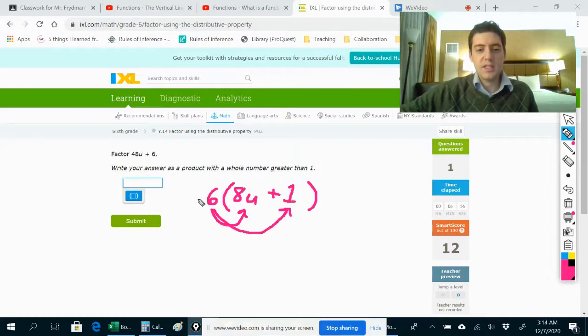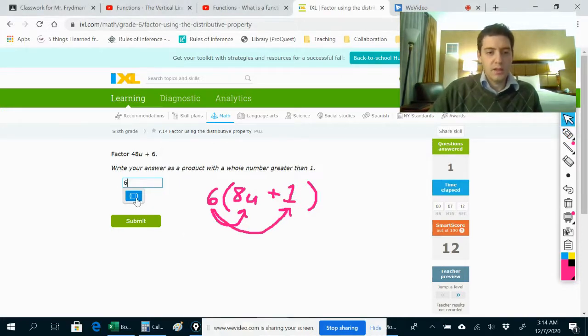Okay, so this is the expression that we would distribute to get this expression. 6 times 8u is 48u, plus 6 times 1 is 6. So if we distribute this, then we get this. So that's our answer for that one: 6 times 8u plus 1. Okay, so I'm going to jump to the next level here.